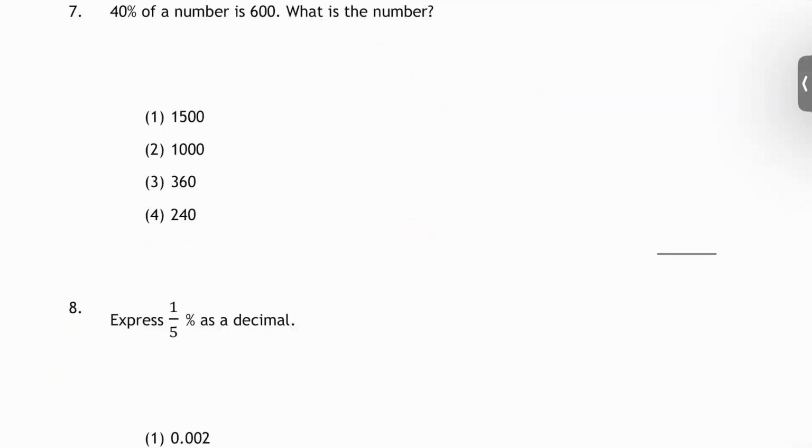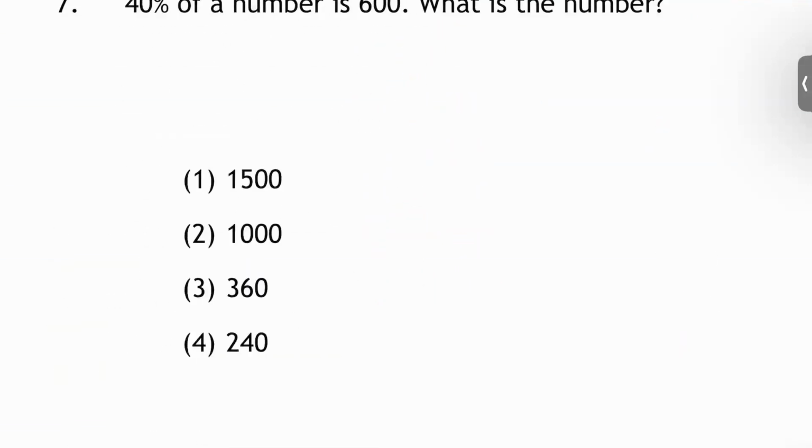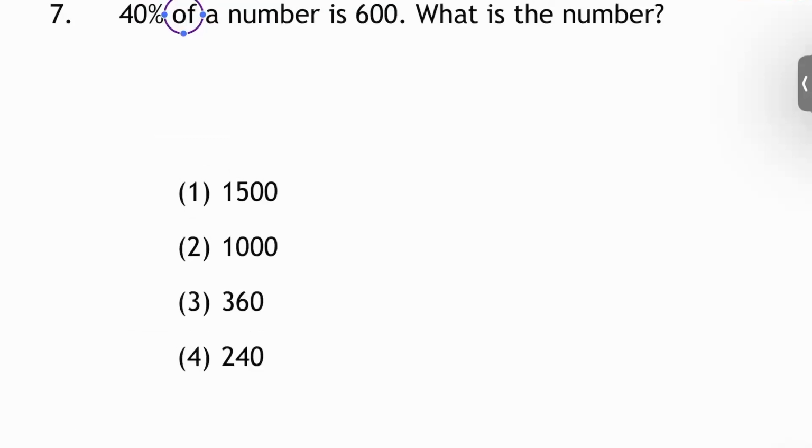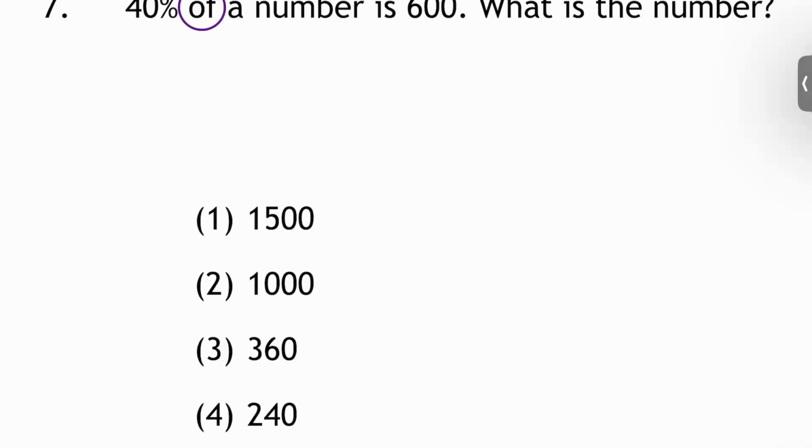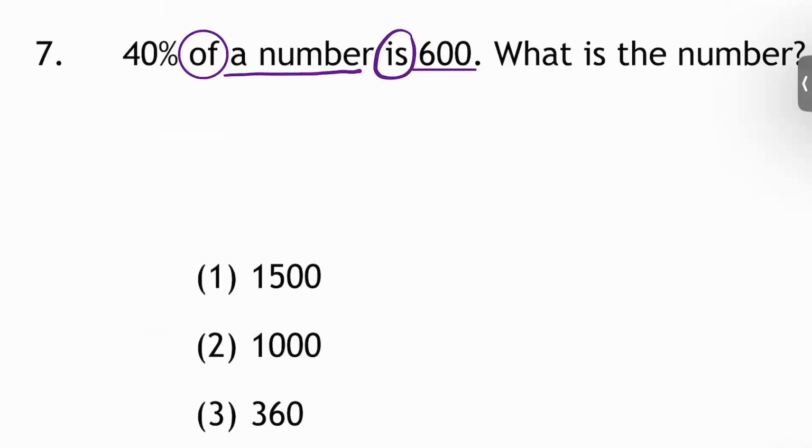Moving on to question number 7. 40% off. The word off is very important. When we see this, we are translating English to math. So 40% of a number is 600. The 600 refers to the 40%. Okay, so what is the number? This tells me that 40% is 600, or you can think of it as 40 units is 600. The number is 100 units.